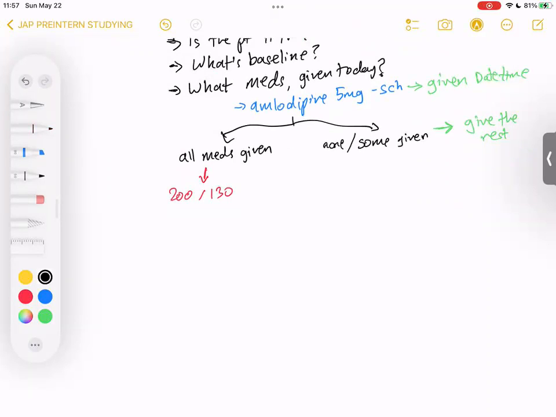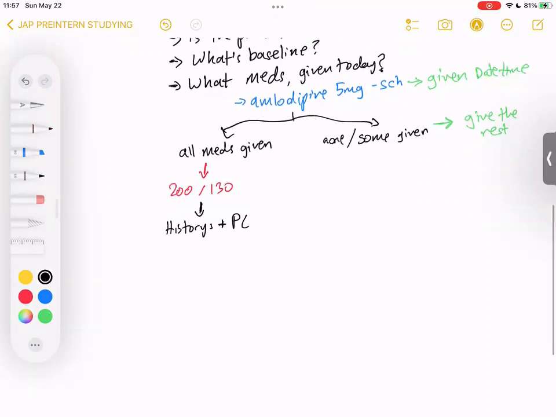At this point, you're gonna do a brief history, okay? Plus, what's the important thing to do? The physical exam. And what's the important physical exam to do? The neurological exam, to see if he's having a stroke. Exactly. So the neuro exam here is the most important thing, okay? Why do we say the neuro exam is the most important thing? Strokes. Are you worried about a stroke as a result of hypertension?